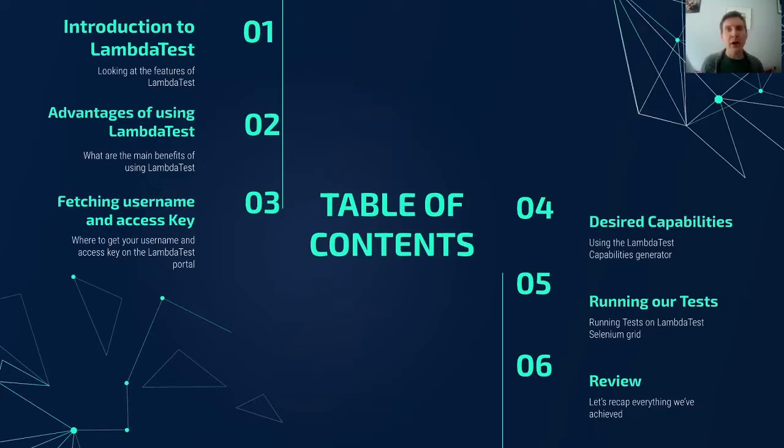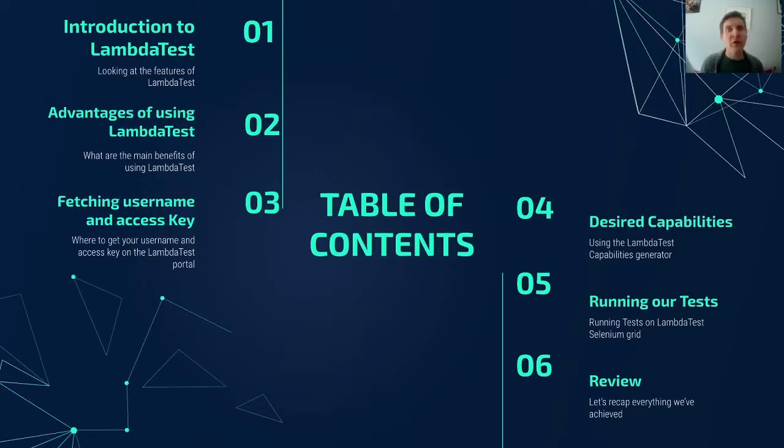Then we'll have a look at the LambdaTest portal and understand where we can get our username and access key from. We'll need to add these to our tests in order to run them. Then we're going to look at how to set up our desired capabilities, including things like the browser and the browser version. After that, we'll be ready to update our tests and run them on LambdaTest. And of course, at the end, we'll do a full review of everything that we've achieved during this video.